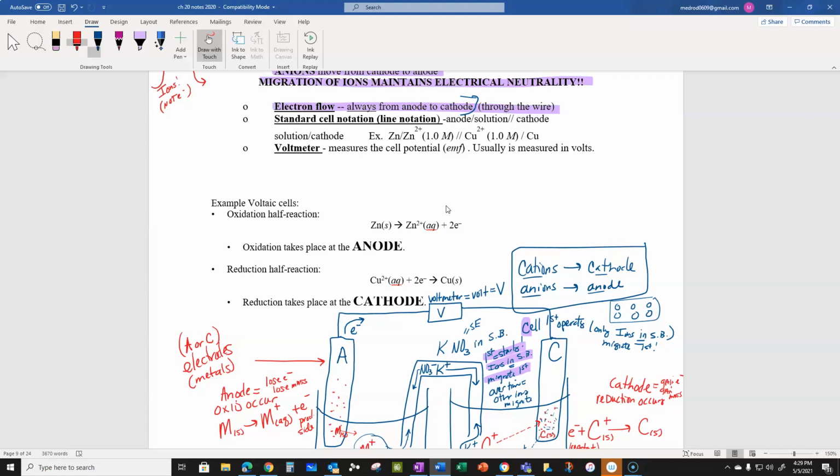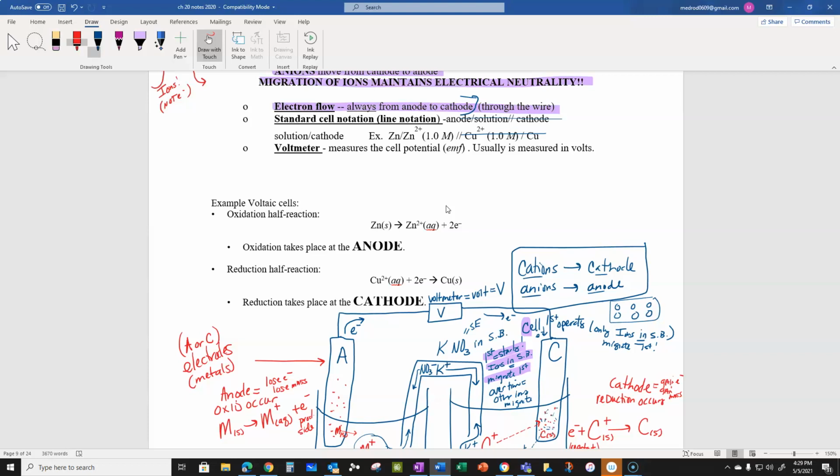If you know where the electrons are traveling, then you know who's the anode, because the electrons have to flow from anode to cathode. And they're just going to keep on going, and that's how it also gains mass. Standard cell notation, you may see it written like this, but this is not something that's tested on the AP test, so I'm not going to worry about it. Okay, you just may see it like that on like a homework problem or so, but I'll get to it.